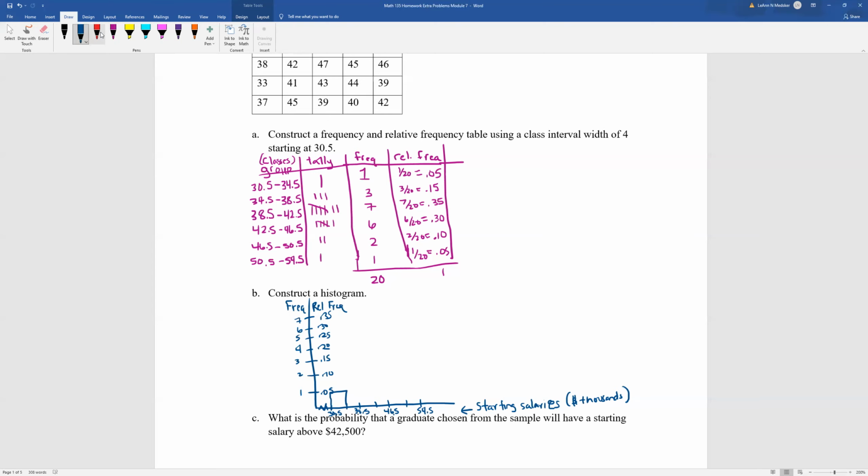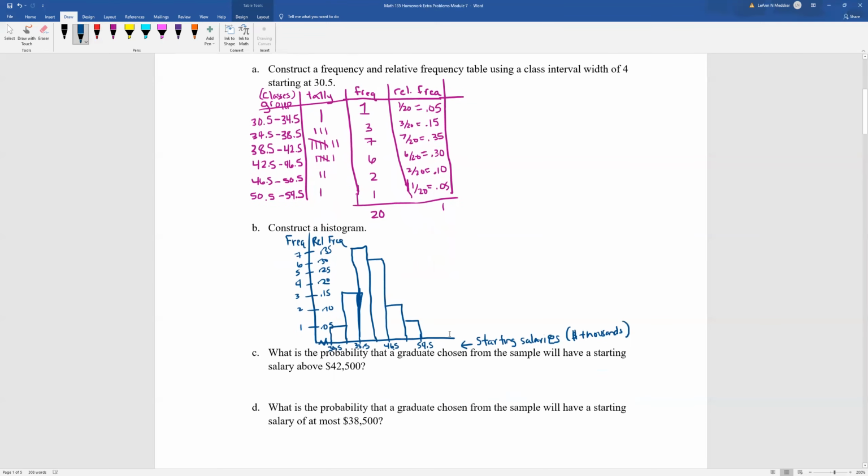We were supposed to have 0.15 for that one. Oops, a little too wide. And then the 38.5 to 42.5, we're supposed to go all the way up to 0.35. Doing the best I can with this marker. And then for the 42.5 to 46.5, we're supposed to be at 0.30. From 46.5 to 50.5, we're supposed to be at 0.10. And then the last one, we're back down at 0.05. Okay, so there is my histogram.